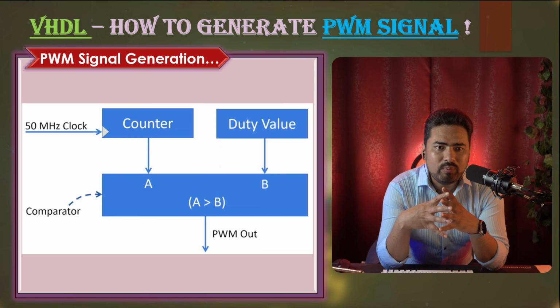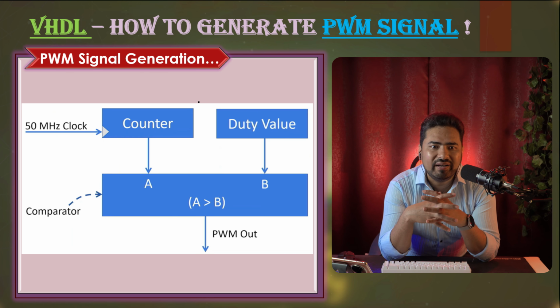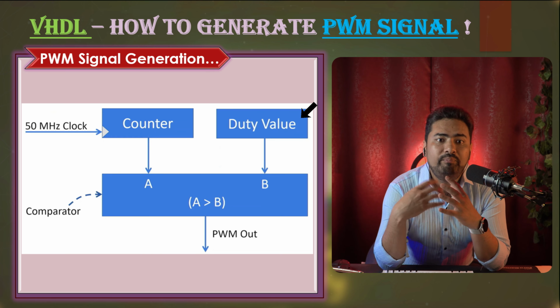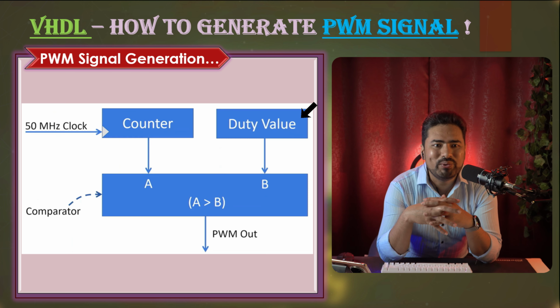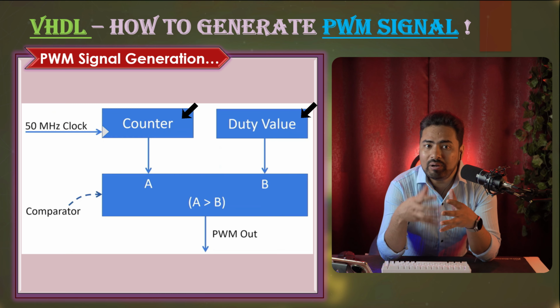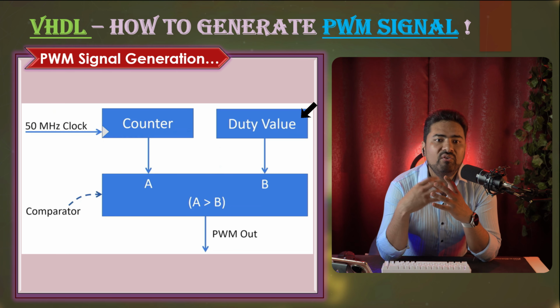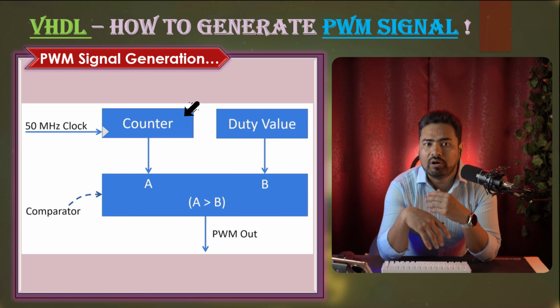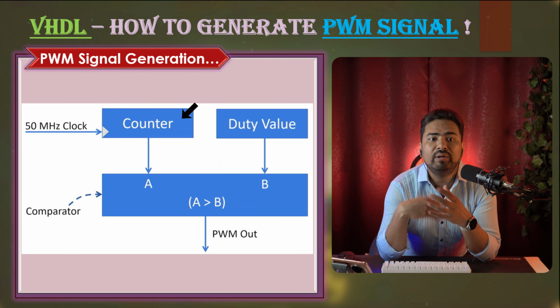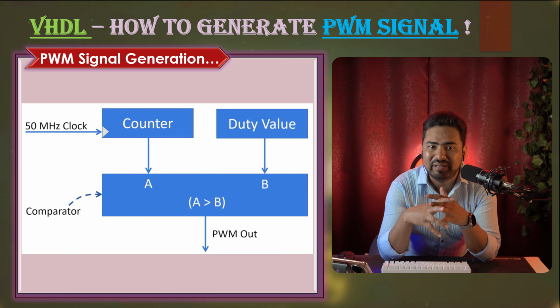This is the hardware block representation of our design, or you can say flow chart as well. We need this counter, and in our case, it is driven by a 50 megahertz clock. And this is our blue line intersection point, or you can say duty value. We will compare this value with our counter value. In our project, we are developing a 50% duty cycle signal, so this value will be 25 million in our case, because our counter is counting from 0 to roughly 50 million. So 50% is our midway, that is 25 million.